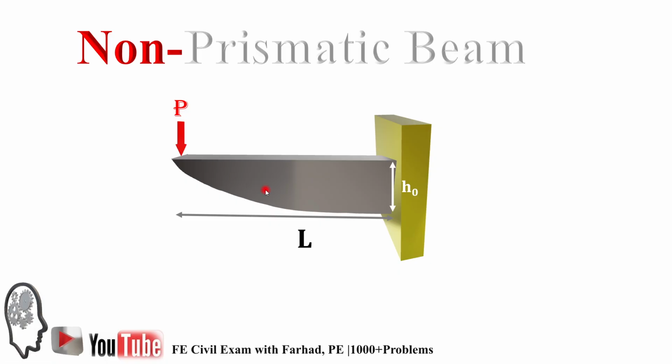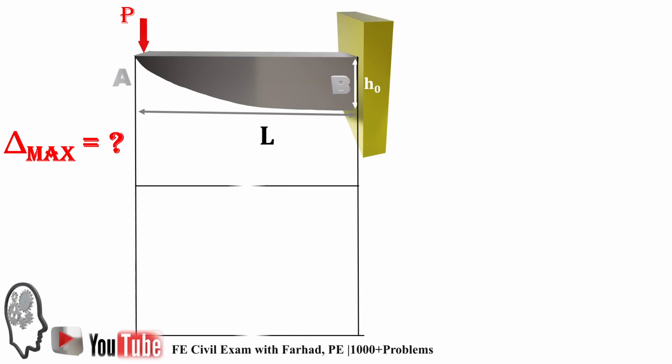For example, it has a height of h naught at the beginning and it decreases all the way to the end of the beam, where the force is applied, where it reaches a very thin thickness. So we want to calculate delta maximum, which is the delta at the free end. If we draw the deflection of the beam, the deflection at the free end, A, is equal to delta maximum.